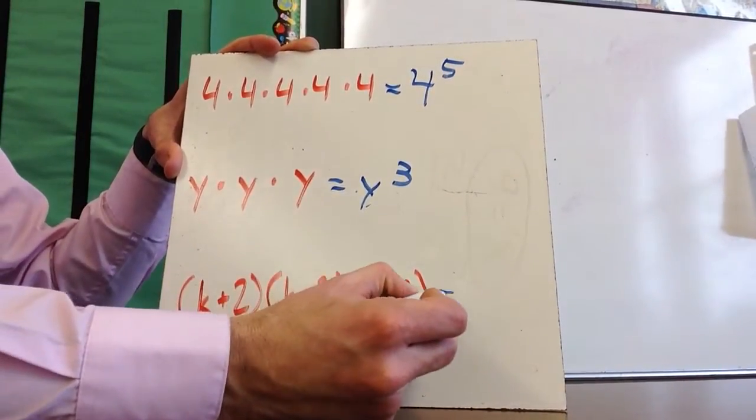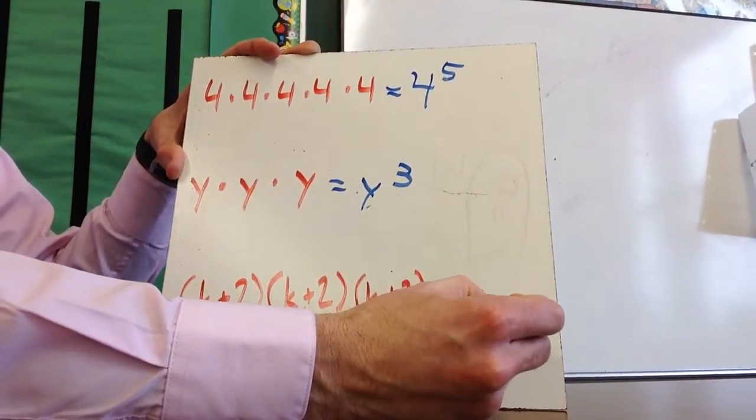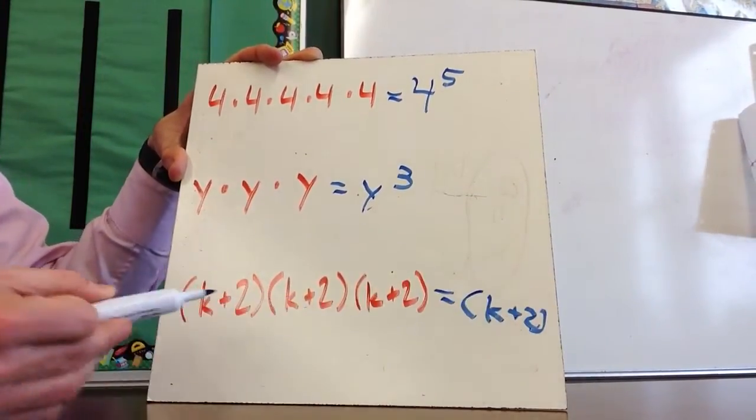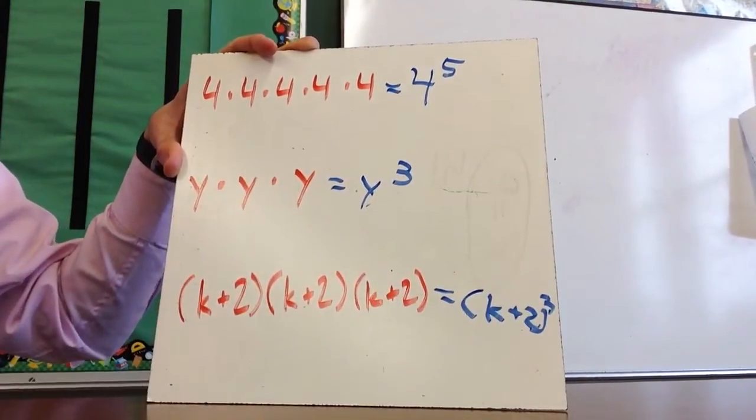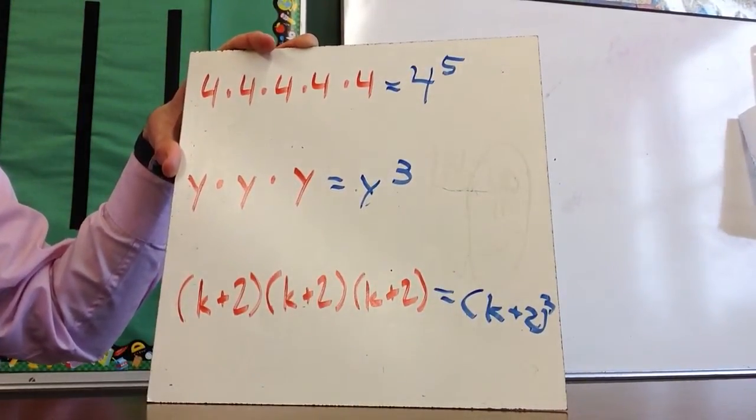Okay, and then you can obviously do something when there's inside the parentheses. So this would be k plus 2, which will remain inside the parentheses, and there are 1, 2, 3 of them. So this is k plus 2 to the 3rd power. Notice the 3 is on the outside of the parentheses there.